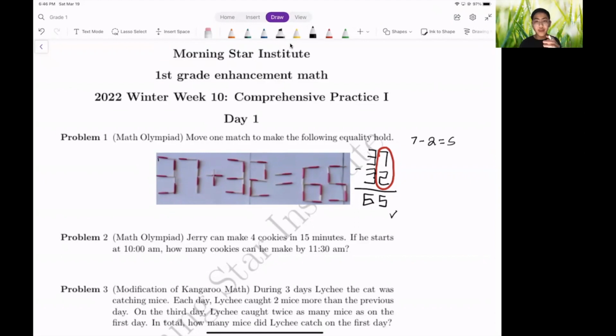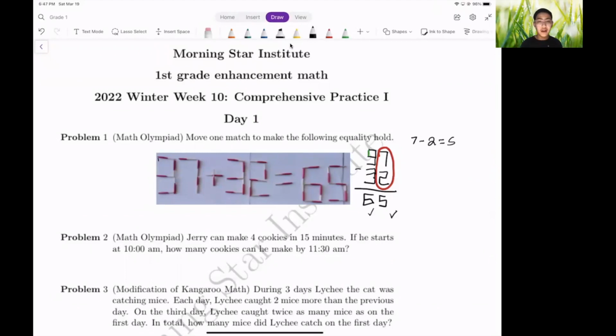So we see that 3 minus 3 is equivalent to 6 here, but that's not correct because 3 minus 3 is equivalent to 0. And since we have that leftover match, we place it on top of the 3 on top, and that just makes it 9. And now we have finally solved our equation because we know that 9 minus 3 equals 6, so that makes it correct as well.